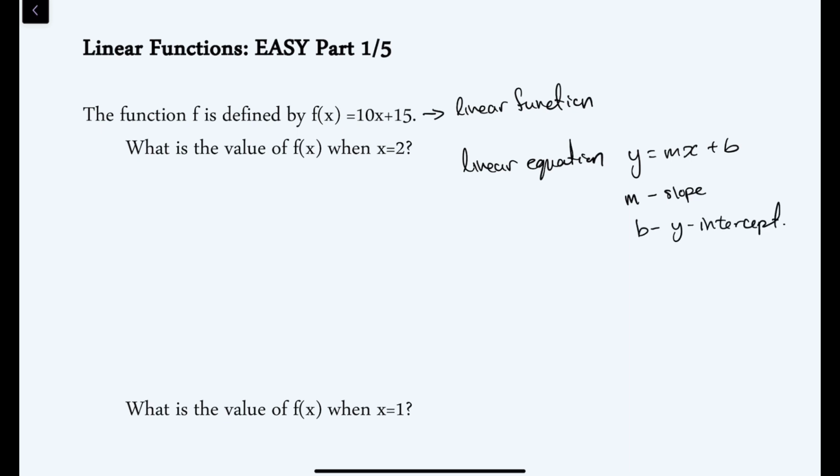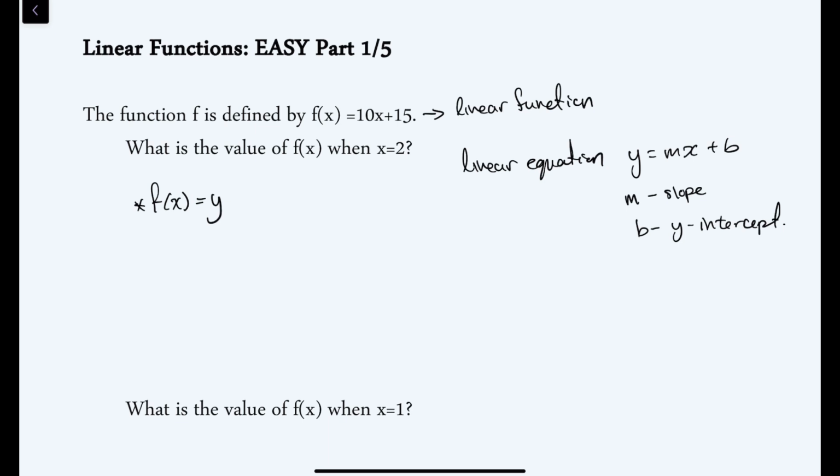What to notice here is that the only difference between these two equations, which is also in the form of mx plus b, is that we're using f of x instead of y. You could almost think about f of x the same as y. The only difference is that obviously it looks different.